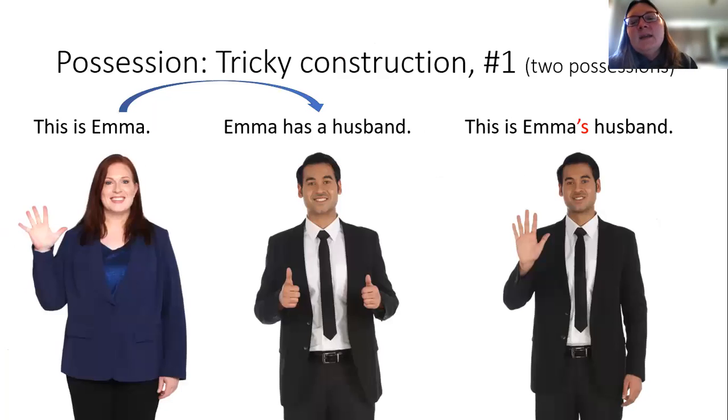So let's take a look at a really tricky construction. Let's start with Emma. This is Emma. Emma is married. Emma has a husband. Here he is holding his thumbs up. Okay. This is Emma's husband. Emma is one person. And so we end her name with an apostrophe S to show that she is connected to her husband. There's that possession there.